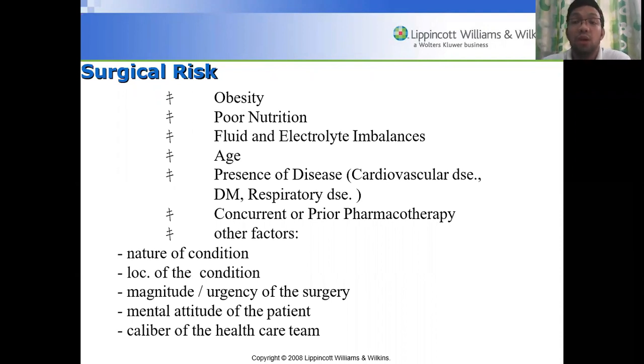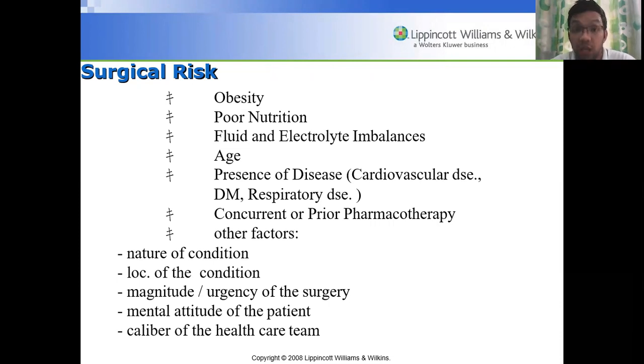They will also have a hard time with wound healing, since their blood is hyperglycemic. This can also pose a risk for post-op infection because the sugar in the blood can be a source for bacterial growth. Also, poor nutrition is a surgical risk, especially if the patient is malnourished. So how is the patient going to heal the wound post-operatively if they are malnourished?